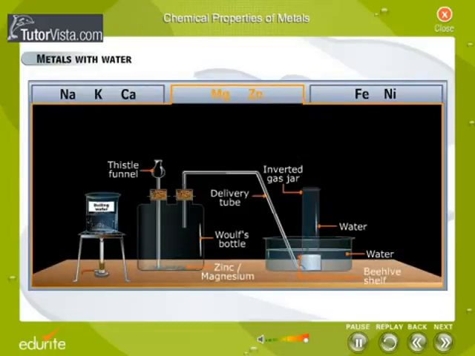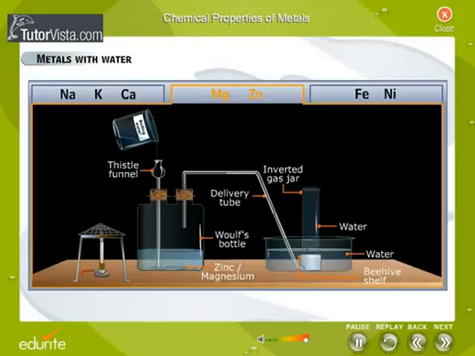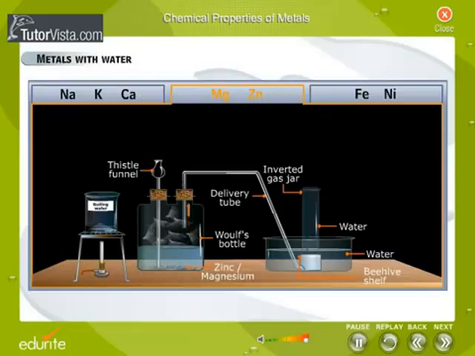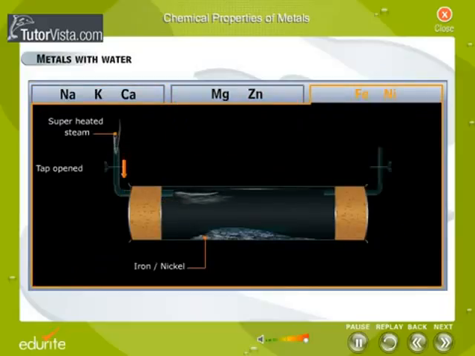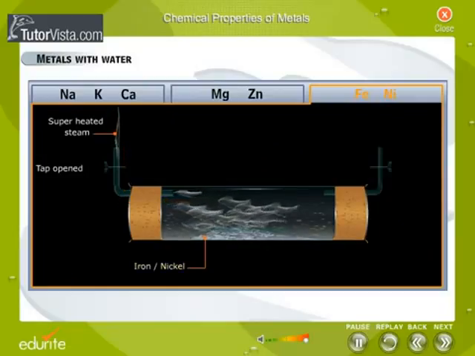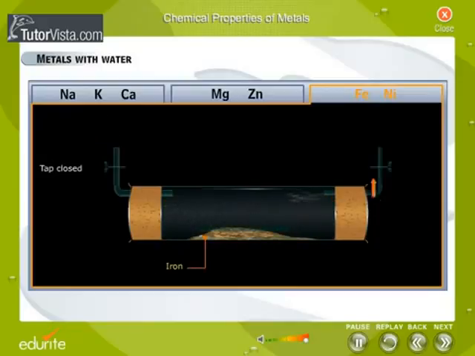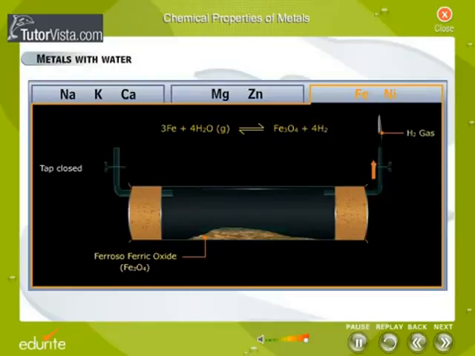Less reactive metals like magnesium and zinc react with water only when it is heated to a boil. They form their oxides and liberate hydrogen gas. However, lesser reactive metals like iron and nickel will only react with more heat when water turns to steam. If iron reacts with steam, it forms iron oxide and hydrogen.